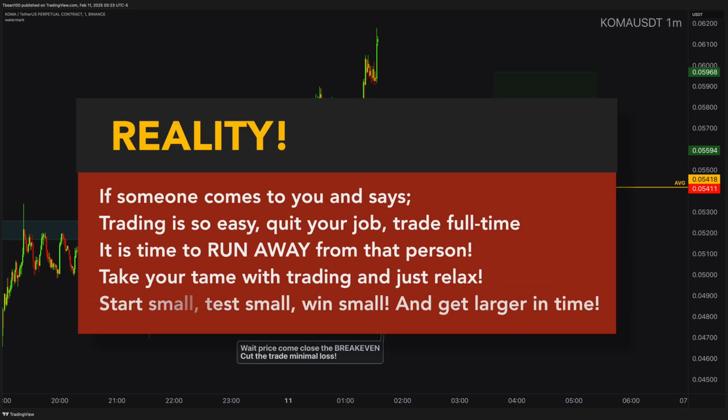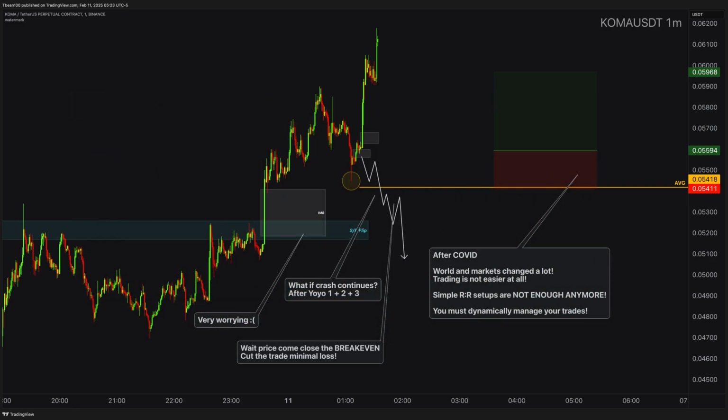If someone comes to you and tells you, trading is so easy, quit your job, become a full trader today, and you can get rich in a year, he is definitely lying to you. Trading is not easy at all. Classic risk-reward systems are not working well anymore. Markets are very choppy. You need a new kind of mastery of order and risk management. You need to focus on managing open trades with dynamic decisions.